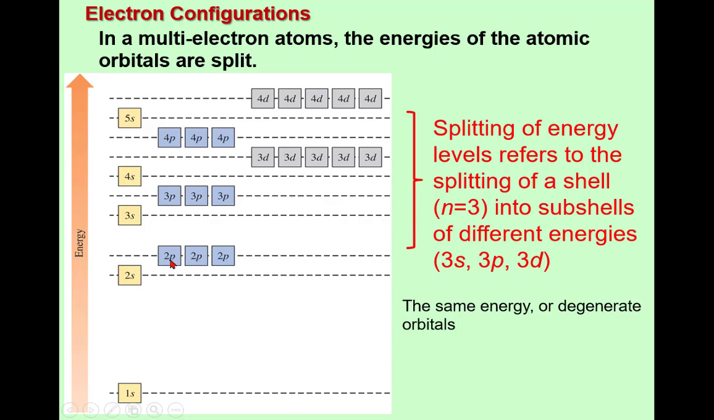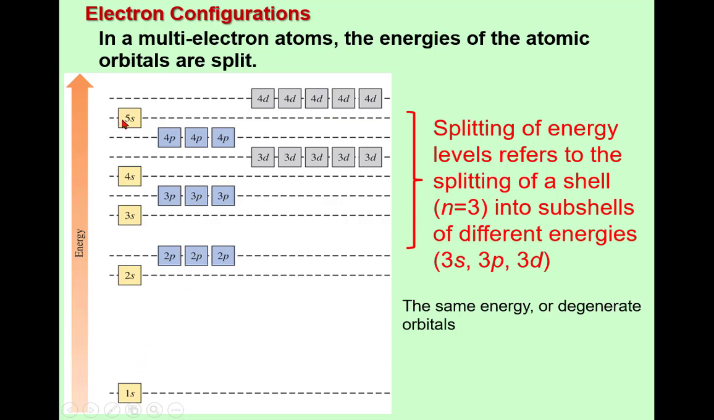This means 2px, 2py, 2pz have the same energy. We can fill the electron in any one of them, depending upon the availability of electrons. If we have more electrons, we fill more. If we have fewer electrons, we have to fill them according to the Pauli exclusion principle and Hund's rule. We will discuss the Pauli exclusion principle and Hund's rule in later slides.